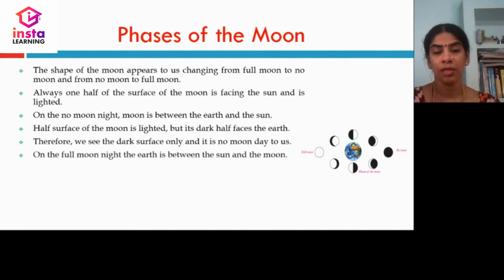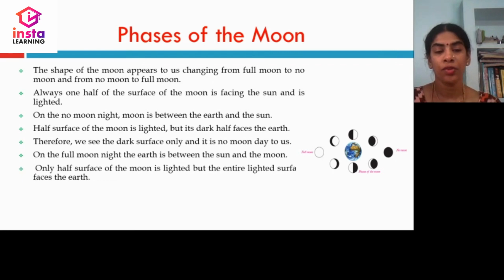On the full moon night, the Earth is between the Sun and the Moon. Only half the surface of the Moon is lighted, but the entire lighted surface faces the Earth. We see the lighted surface only, and it is full moon day to us.